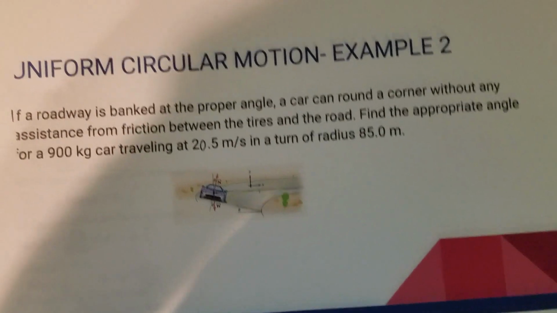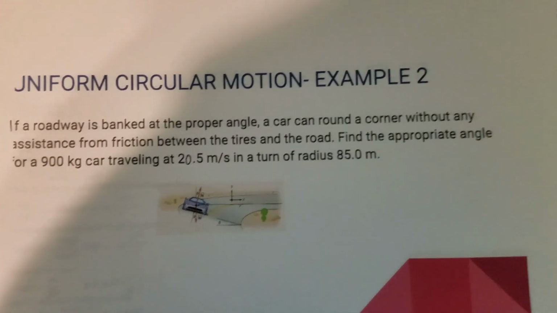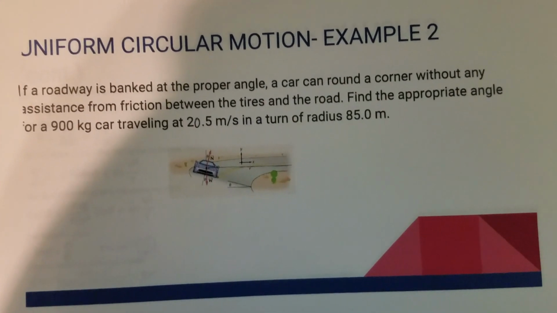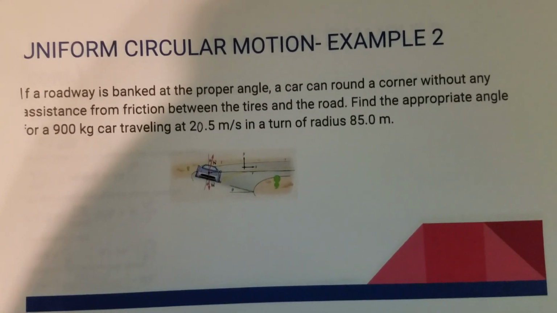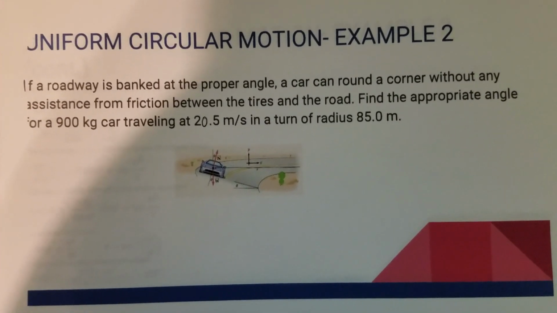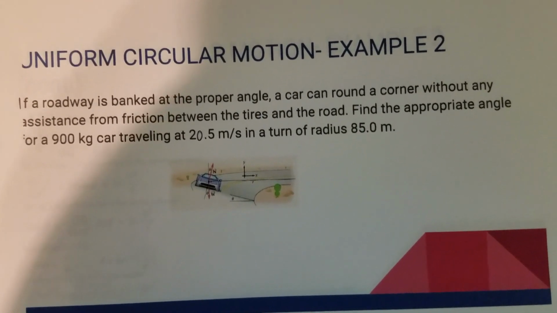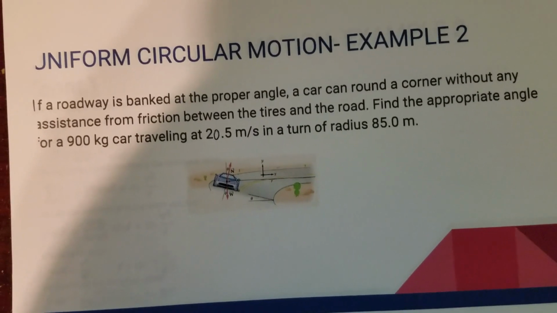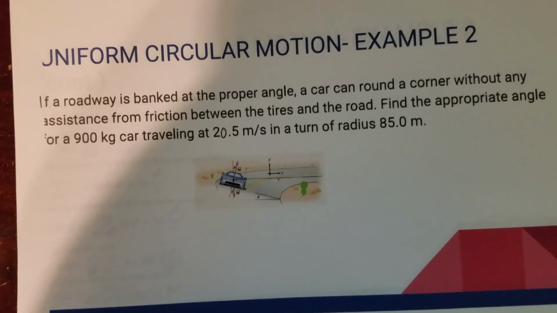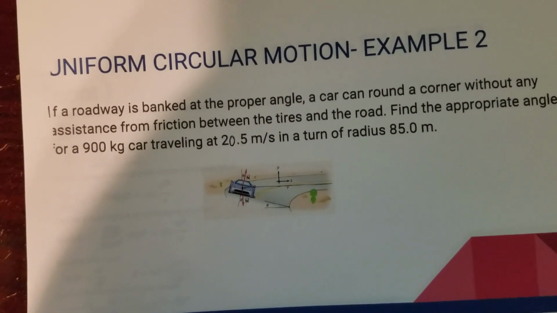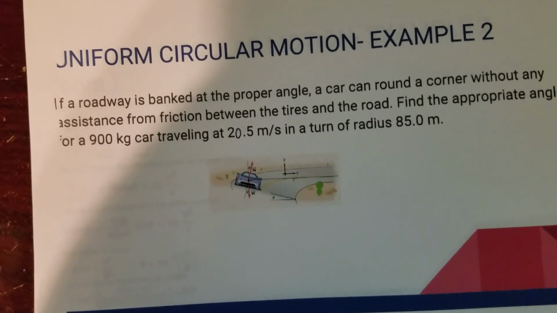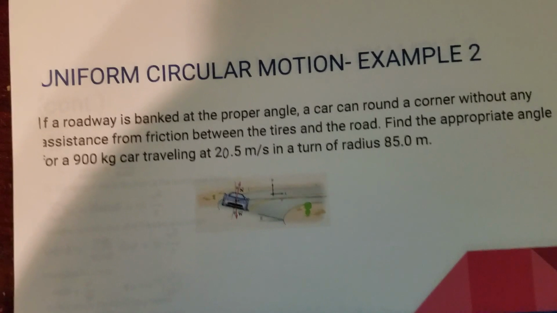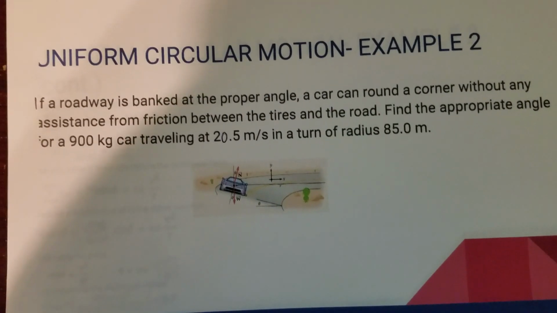So let's continue. If a roadway is banked at the proper angle, a car can round a corner without any assistance from friction between the tires and the road. Find the appropriate angle for a 900 kilogram car traveling at 20.5 meters per second in a turn of radius 85.0 meters. And there's a picture there to help you.